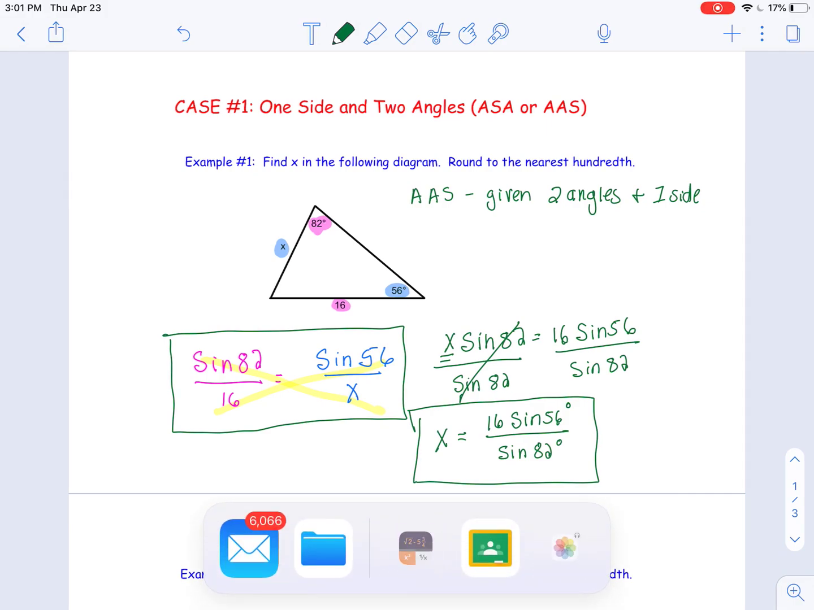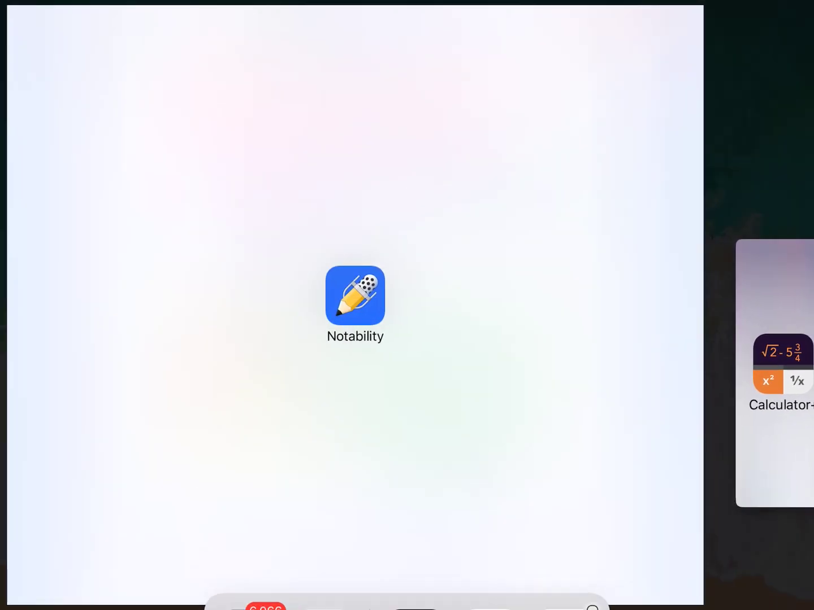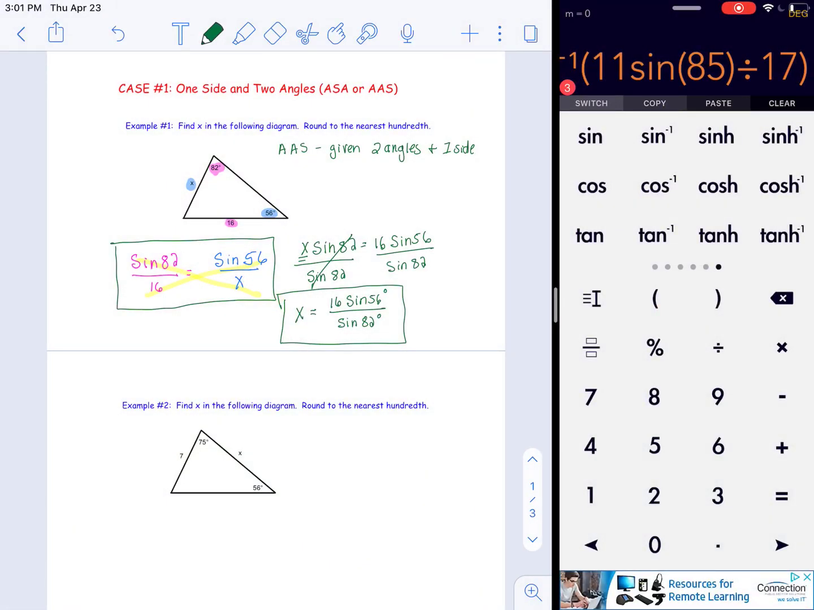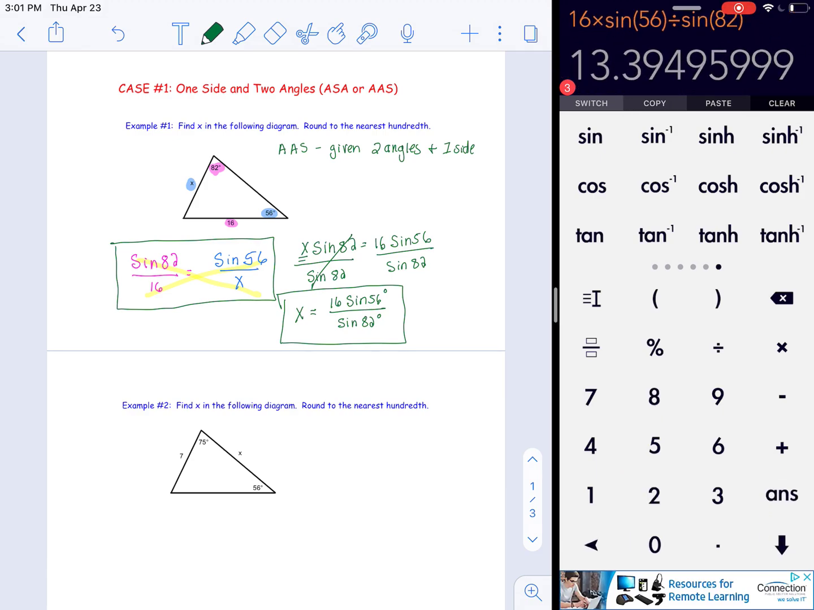We can use our calculator here to solve this. I'm going to take 16 times the sine of 56 divided by sine of 82, and hit equals, and I should get 13.39. So my final answer is 13.39. That means this side here is equal to 13.39.